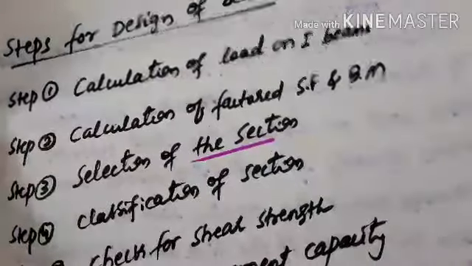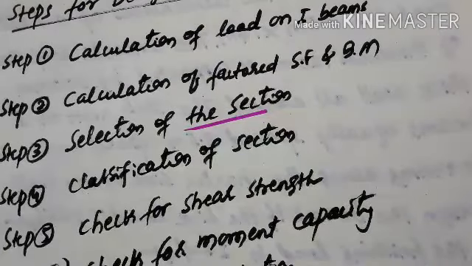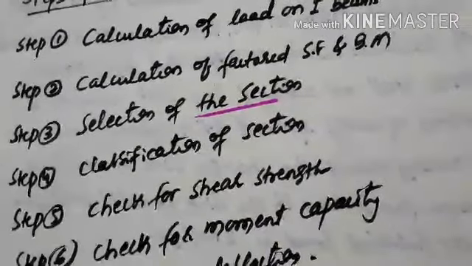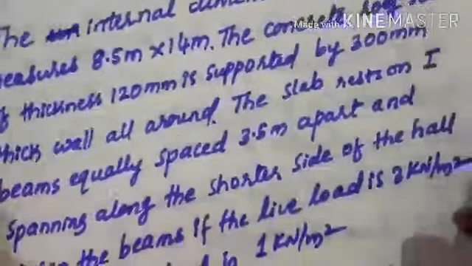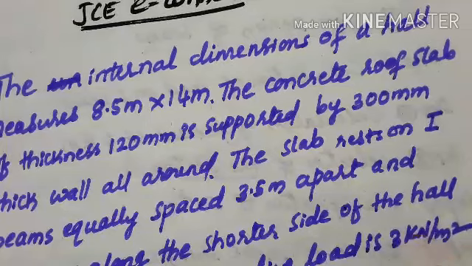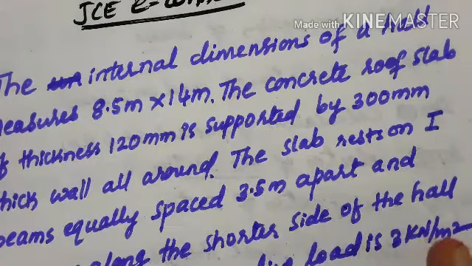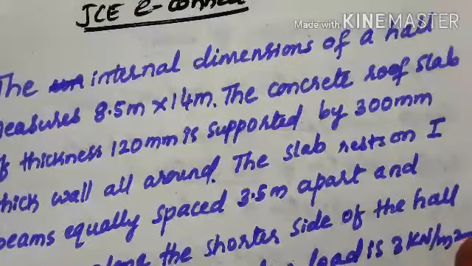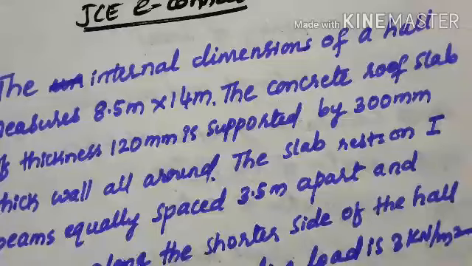Okay, and sometimes in exams they may give the same problem, whatever problem I have taken. For the same problem, if they say the depth of the I beam is restricted to 370 or 350 millimeter, then how to solve this problem?